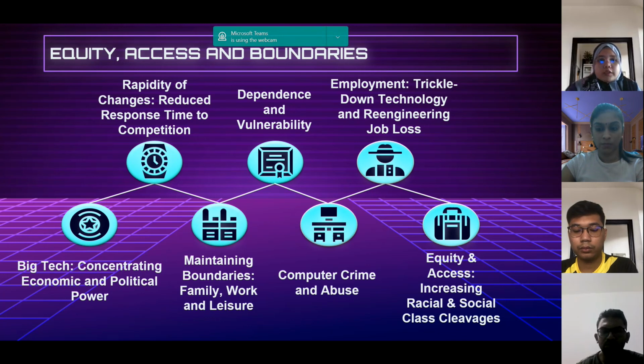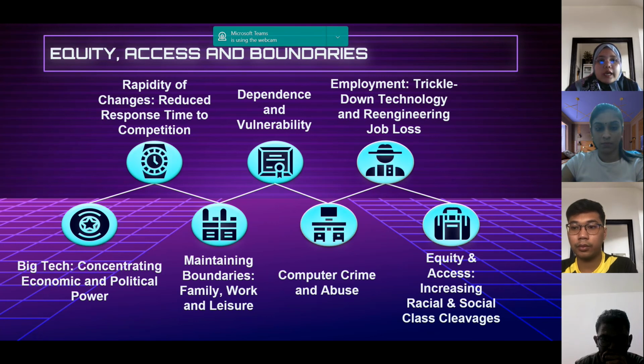Next one is employment: trickle-down technology and re-engineering job loss. Re-engineering work is typically hailed in the information system community as a major benefit of new information technology. It is much less frequently noted that redesigning business processes has caused millions of mid-level factory managers and clerical workers to lose their jobs. Some economists have sounded new alarms about information and computer technology threatening middle-class, white-collar jobs, in addition to blue-collar factory jobs.